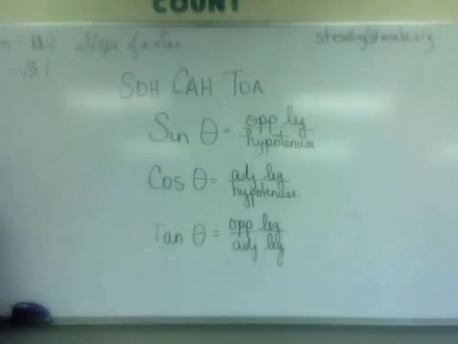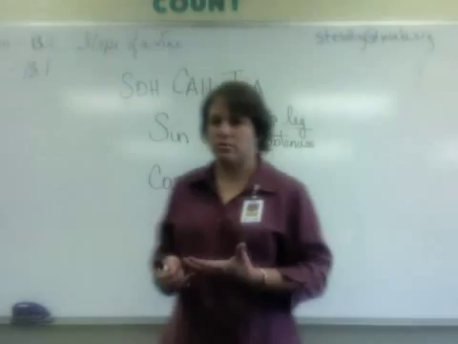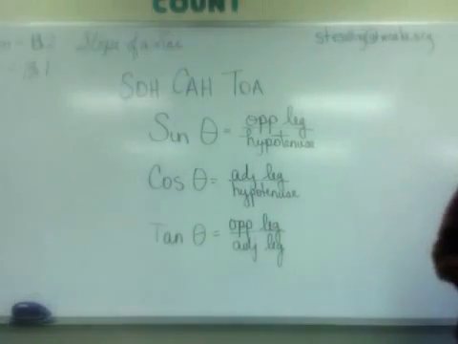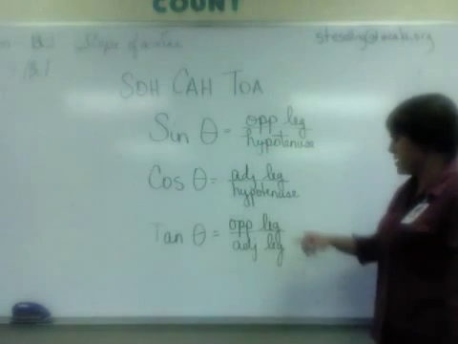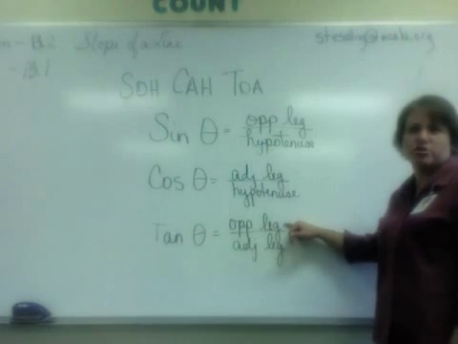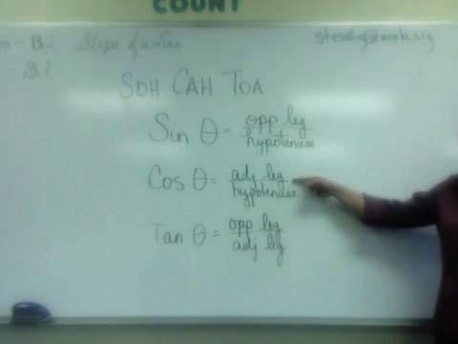Now the reason we have these three different ones is because which one we use depends on what parts of the triangle we know, or what we are looking for. If I know an angle and I know the opposite leg and I'm looking for the adjacent leg, do either one of these help me?